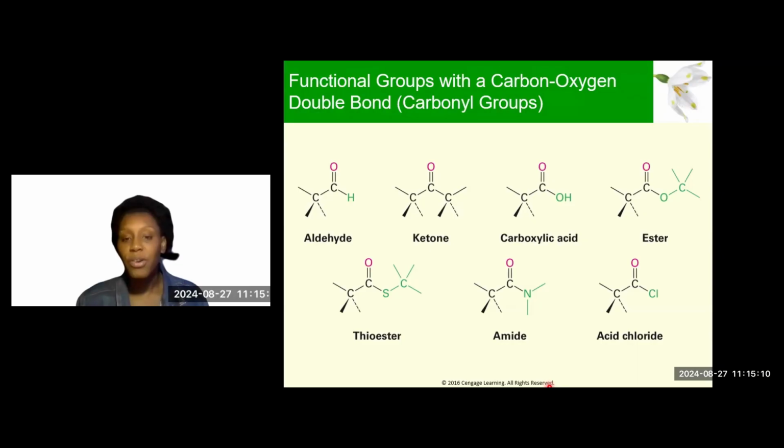And so again, looking at them all together, you have your aldehyde, your ketone, your carboxylic acid, your ester, your thioester, your amide, and your acid chloride, okay? They don't have the acid anhydride on here, but these are your big heavy hitters, okay? Especially the top ones, the top 4, and then your amide and your acid chloride. The thioester in this class, we don't talk about it a whole lot, but just be mindful of it.